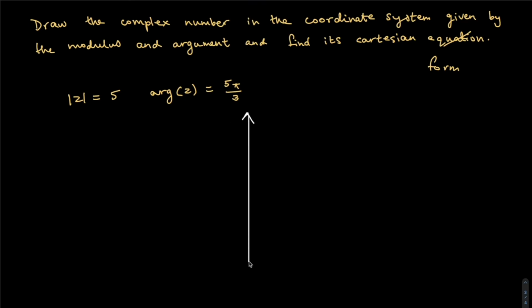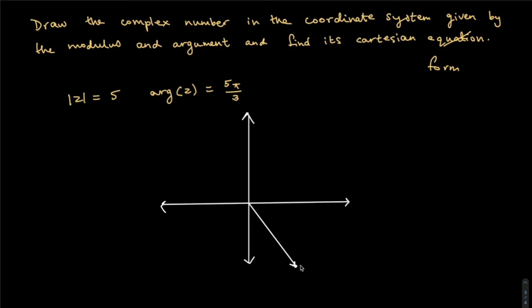A very rough sketch is enough. You guys don't need to make a scale drawing of it either. Just create a very rough sketch. So we have a modulus of 5, and its argument is 5 pi by 3. So 5 pi by 3 is in the fourth quadrant, somewhere here, I would say. Approximately here.